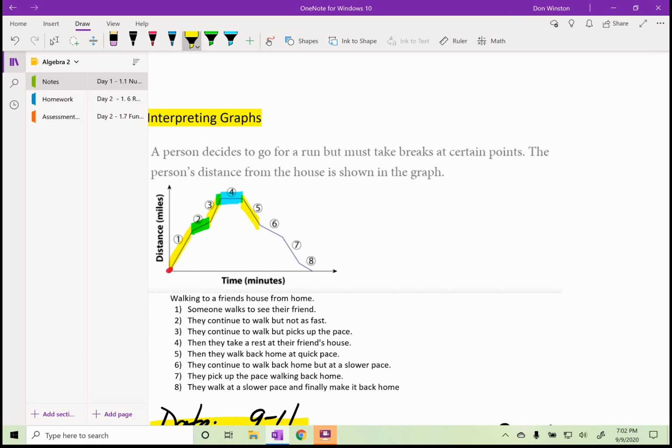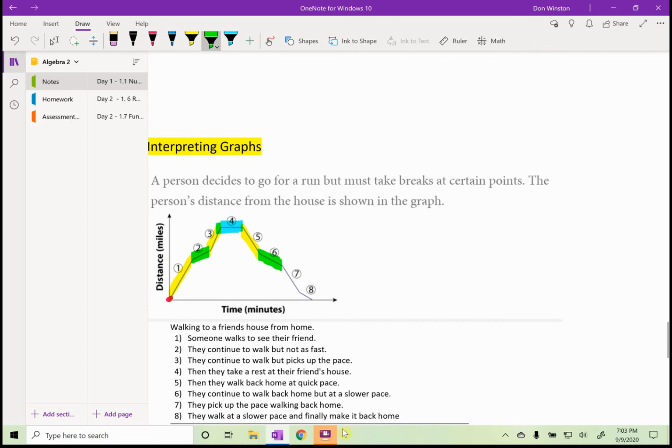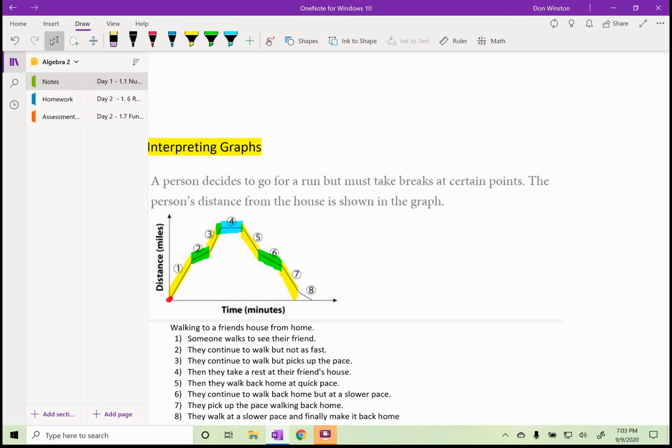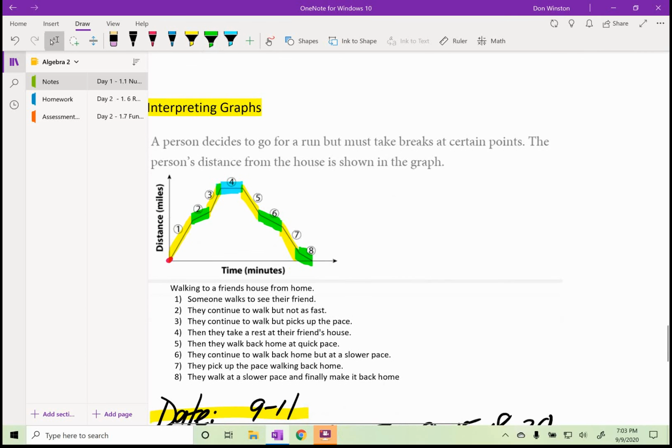On 6, they continue to walk back home but at a slower pace. How do I know that? Because the line for 6 is not as steep as the line for 5. But then they pick up the pace on line 7. How do I know that? Because the line for 7 is steeper than it is for 6. And then they kind of slow down right before they get home, because the line for 8 is not as steep as the line for 7. But at the end of line 8, they're back at home.